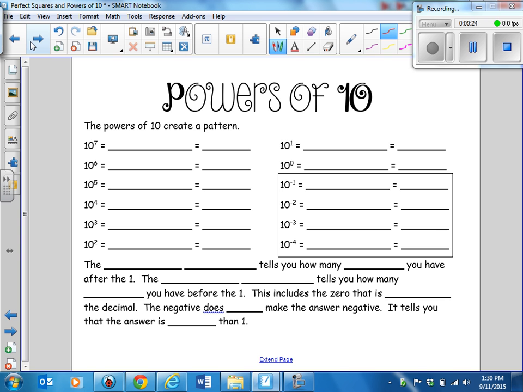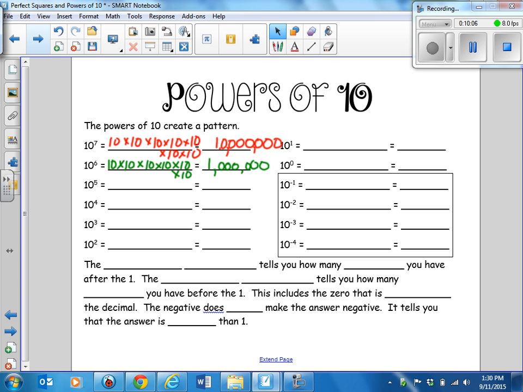So I'm going to go ahead and fill out the first one with you. So 10 times 10 times 10 times 10 times 10 times 10 times 10. So the answer is going to have 7 zeros. So that is 10 million. All right, the next one, we're multiplying 6 tens. And that is going to have 6 zeros, so that is 1 million.